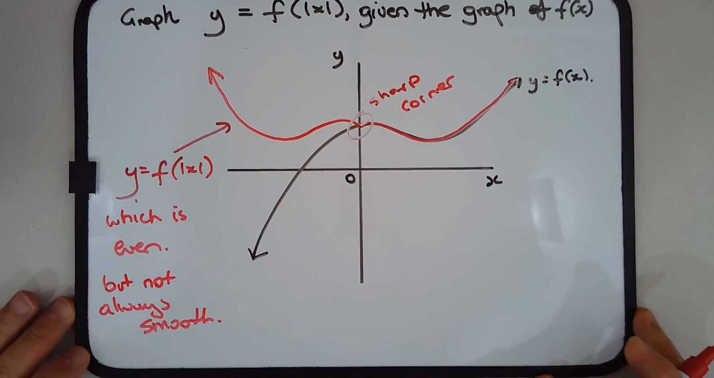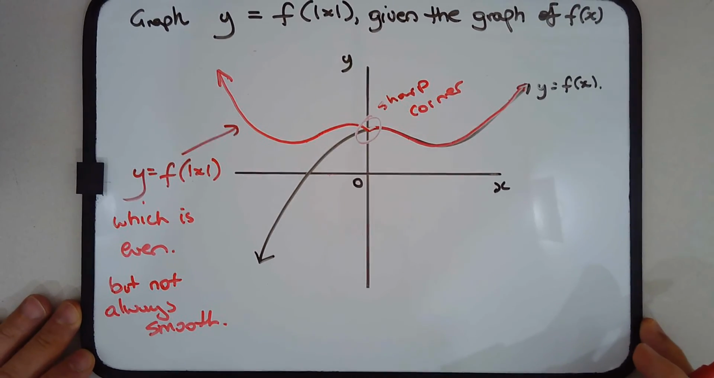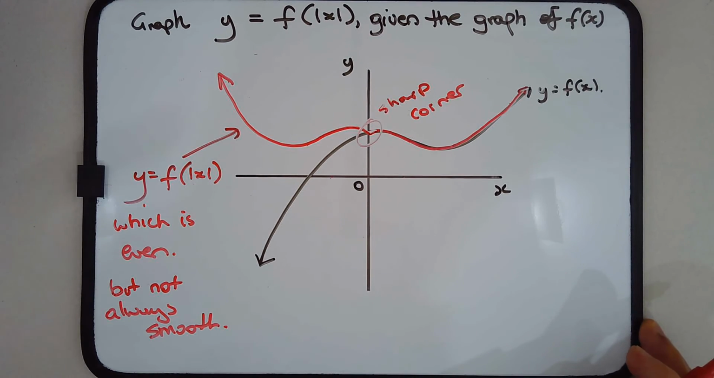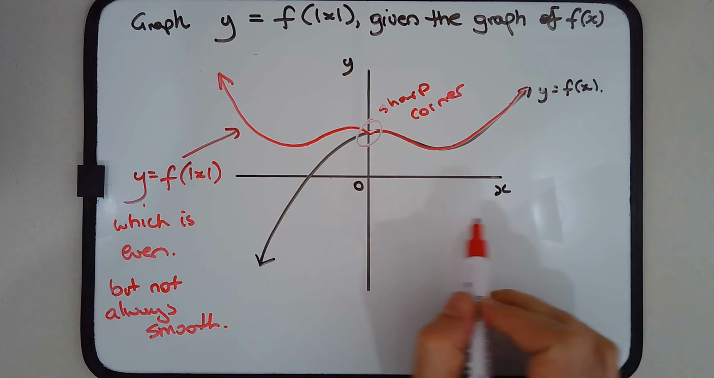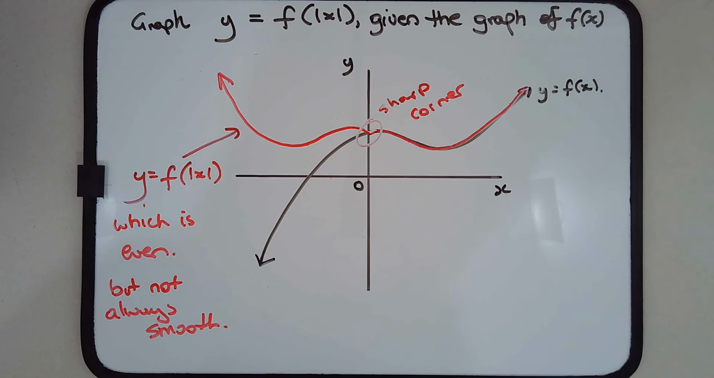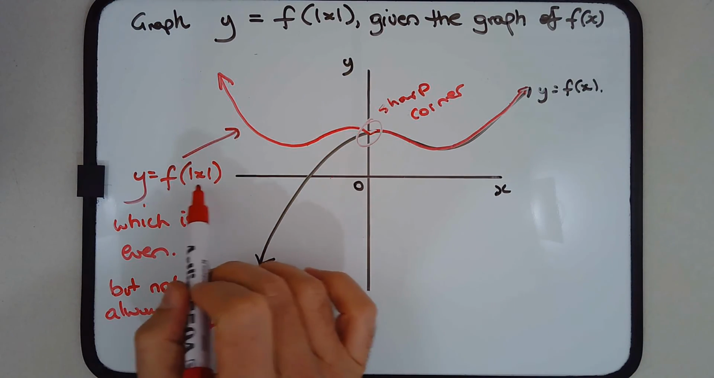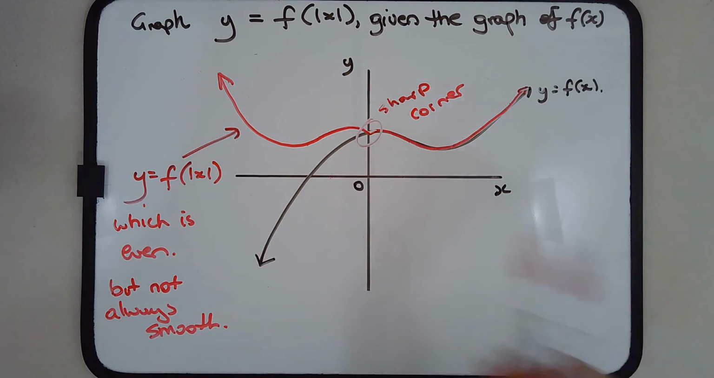There are some rare functions, a few examples, where even if you took the absolute value, the graph is still smooth. A horizontal line, for example, is a smooth curve, where whether you took the absolute value of the function itself or the absolute value of x itself, the reflection is still going to be a straight horizontal line, and it's still smooth. For the most part though, y equals f of absolute value of x will produce an even function and will have a sharp corner. So just be mindful of that.